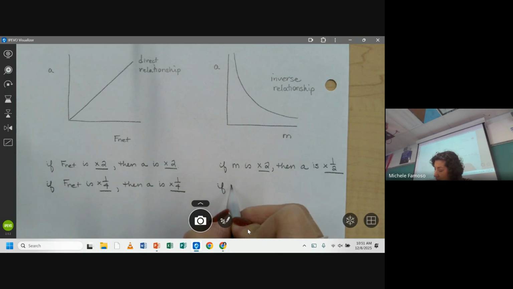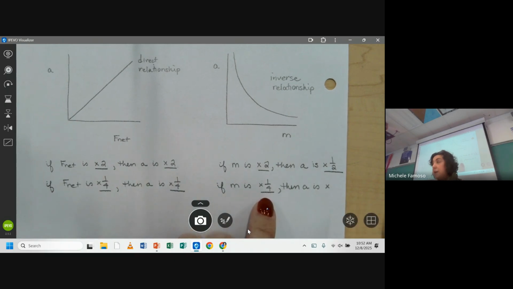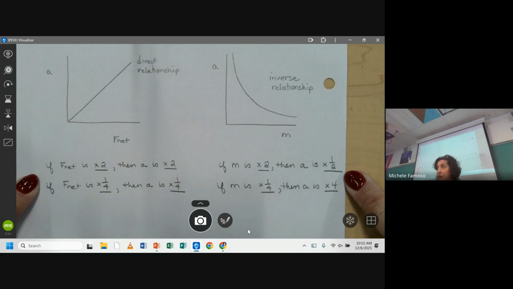It also means if the mass is multiplied by a quarter, then the acceleration would be multiplied by the inverse of a quarter, which is 4. That's right. It would be 4 times bigger. And that's what these graphs are telling us. Okay, this is what we mean by direct relationship. This is what we mean by an inverse relationship.